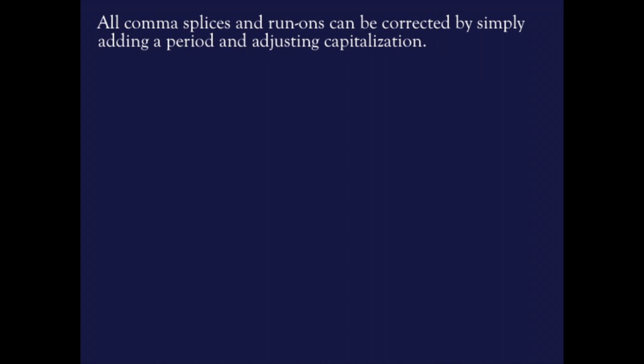Now, grammatically, all comma splices and run-ons can be repaired by simply adding a period. If you think something's a comma splice or a run-on, but you can't fix it by just adding a period and maybe adjusting your capitalization, then it's not a comma splice or a run-on. It's only a comma splice or a run-on when you have two or more sentences punctuated as one.